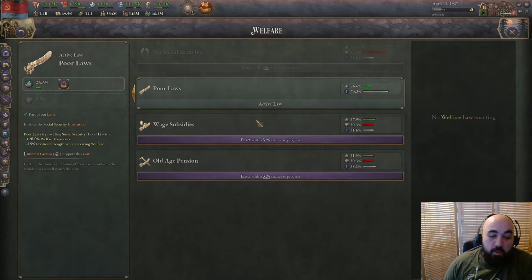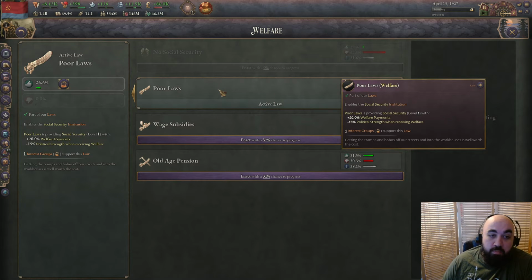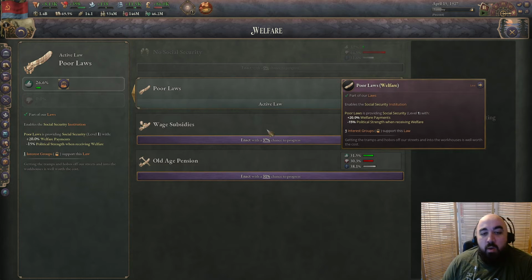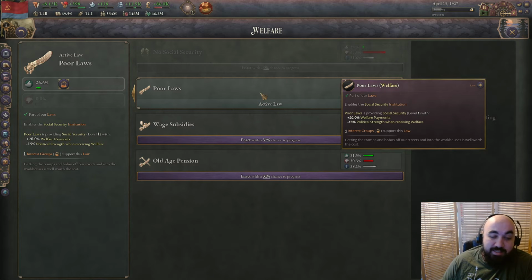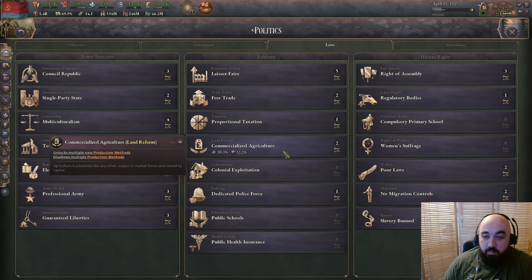And so, for the most part, I think old age pension is kind of the best one just looking at it. But if we're thinking about it from the perspective of IG approval rating, poor laws is a really good shout because it makes the industrialists happy, and we're already on it, but I think it makes the trade unionists a little happy as well, whereas wage subsidies will start pissing off the industrialists. And so I think poor laws is transitionally a very good one, but in some sort of vacuum, old age pension is going to be better.